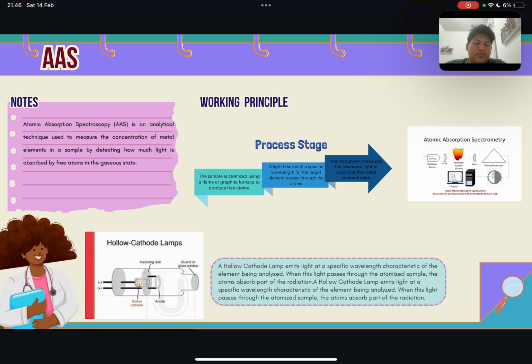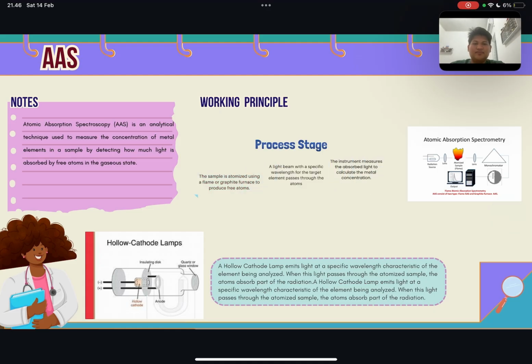As we can see in the picture, there is a radiation source, lens, atomized sample, lens, monochromator, and the output is a detector. There's an important tool in this AAS called hollow cathode lamps. What is that? Hollow cathode lamps emit light at a specific wavelength, characteristic of the element being analyzed. When this light passes through the atomized sample, the atoms absorb part of the radiation.